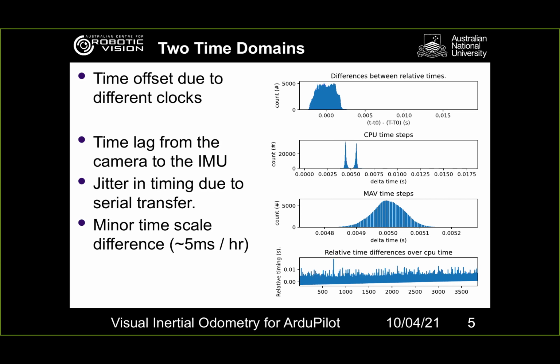And so what I did is I left the quad sitting there for an hour, recorded messages over the whole time on the Pi, and compared, okay, setting the first timestamp for both the MAV and the Raspberry Pi to 0, what's the difference between all the relative timestamps? And so what you see is there's a distribution, and it's roughly plus or minus 2 or 3 milliseconds with a few outliers.